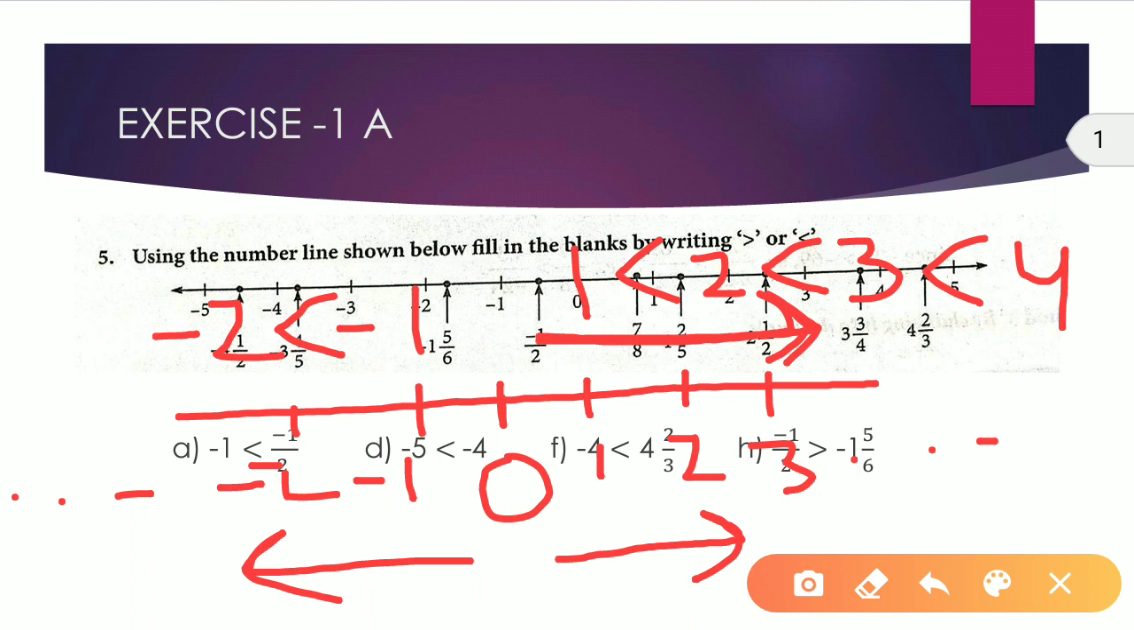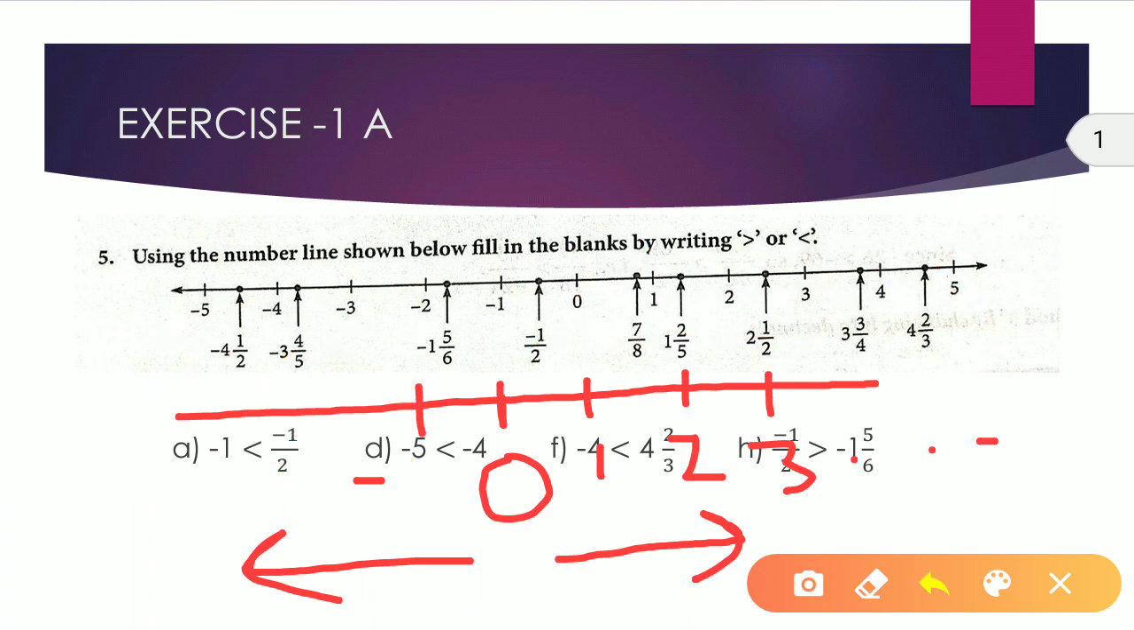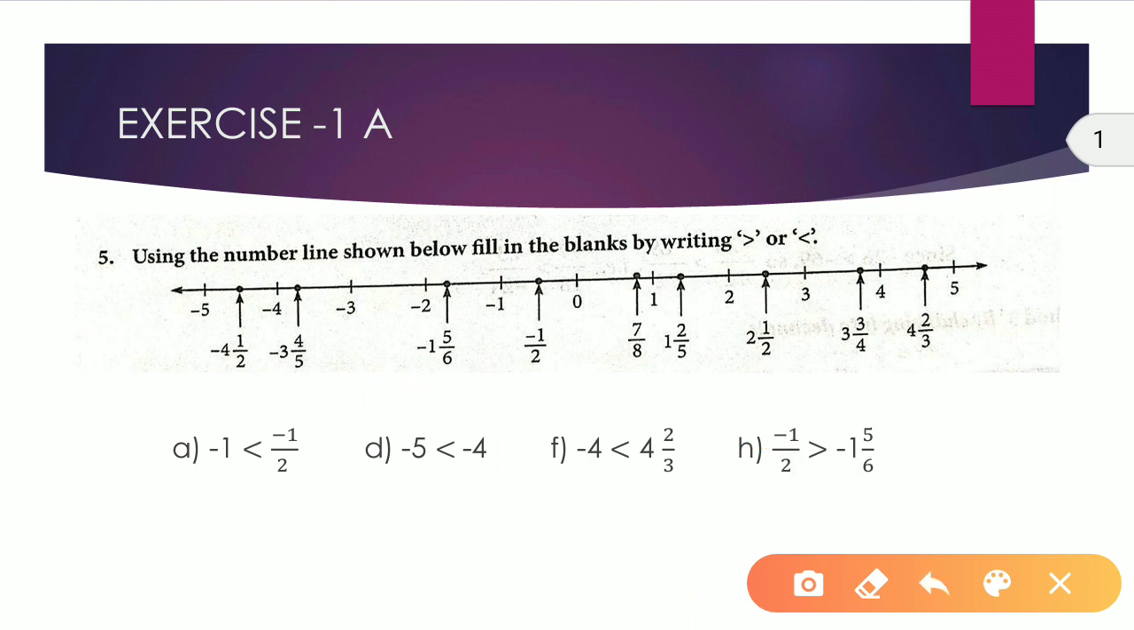So we can say that the property of the positive and negative numbers are just opposite. Why just opposite? Because in the positive numbers, 1 is less than 2, as we all know, and 2 is less than 3. But in the negative numbers, -1 will be greater than -2, and -2 will be greater than -3. So the property of negative numbers and positive numbers are just opposite to each other. This is your number line.